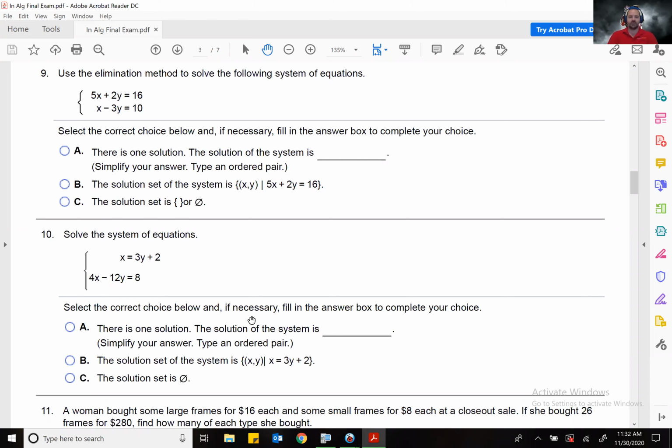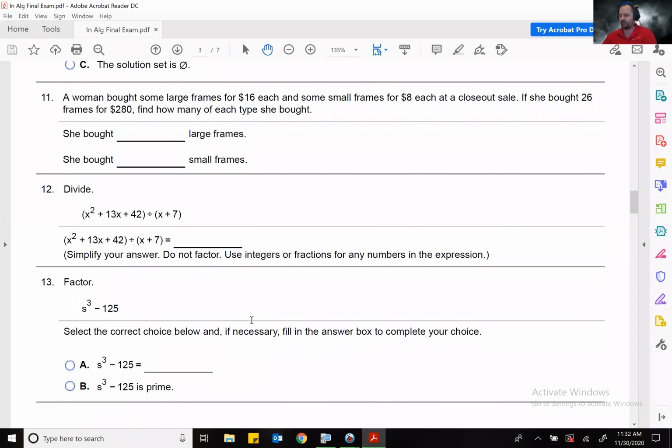Okay, good job. All right, number 11. So here's a word problem over systems. It says a woman bought some large frames for $16 each and some small frames for $8 each at a closeout sale. If she bought 26 frames for $280, find how many of each type she bought.